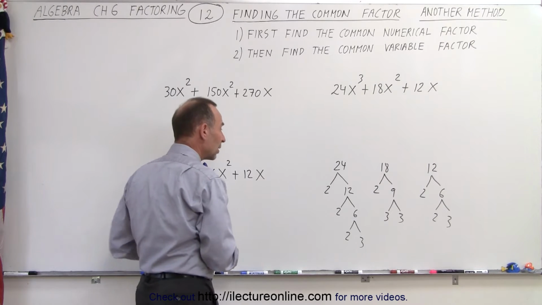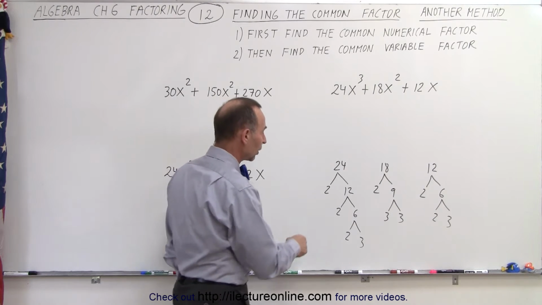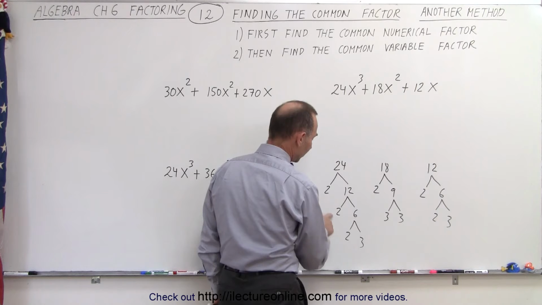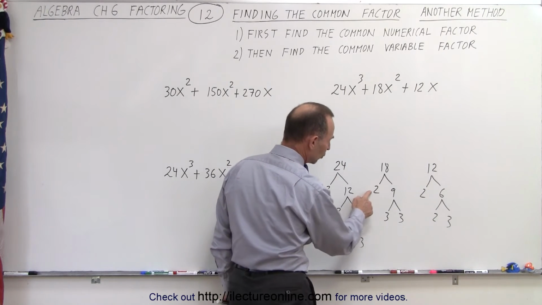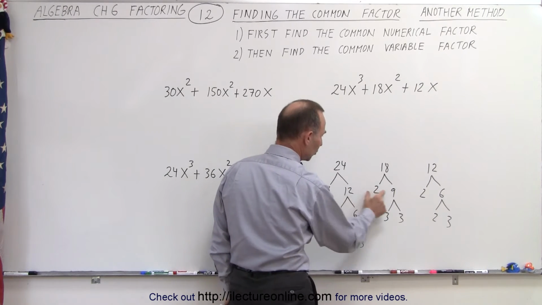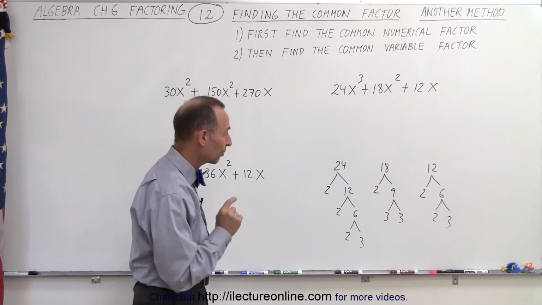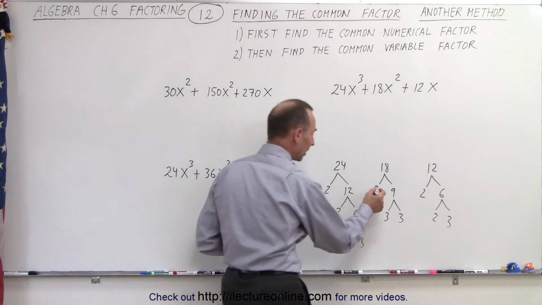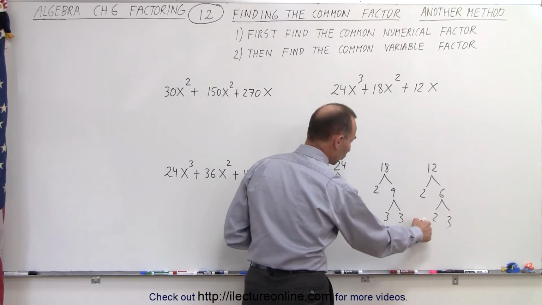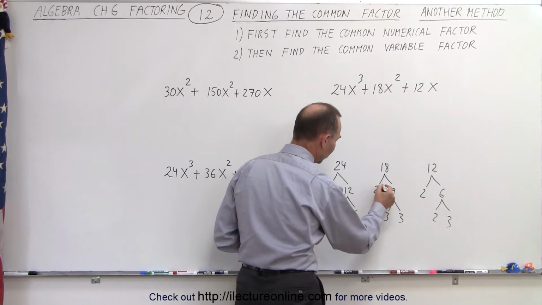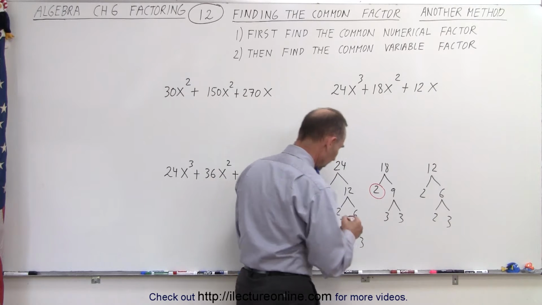What we're going to do here is look for all the common factors. We have the common factor of 2, 2, and 2. So notice that the factor 2 appears in all three. We want to find where it appears the least number of times, and that would be right here. It only appears once here, twice there, and 3 times here. Since it appears once, we're going to circle it there.